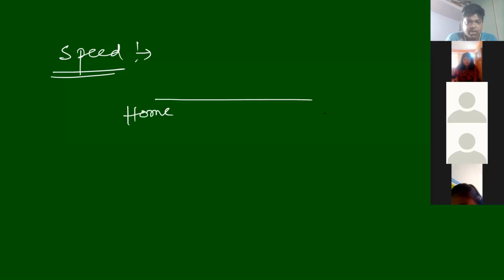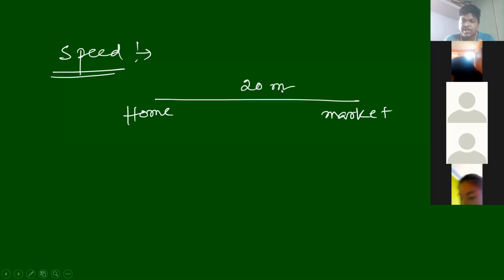Now, speed is defined as how much distance you are covering in a specified amount of time, right? Suppose today I'm just going to the market. So I have covered a distance, and to cover that distance it needs some time, right? Suppose this is my home and this is my market. The distance from the home to the market is 20 meter. Such a very small distance, right?